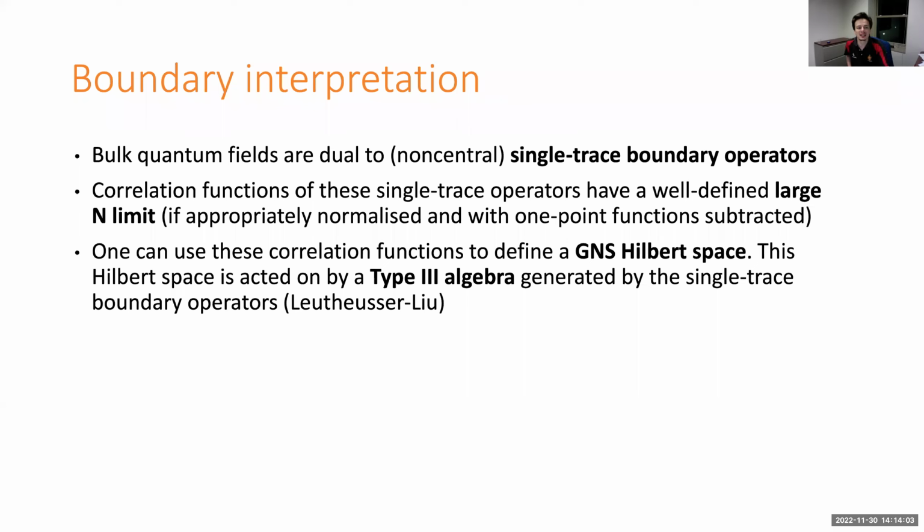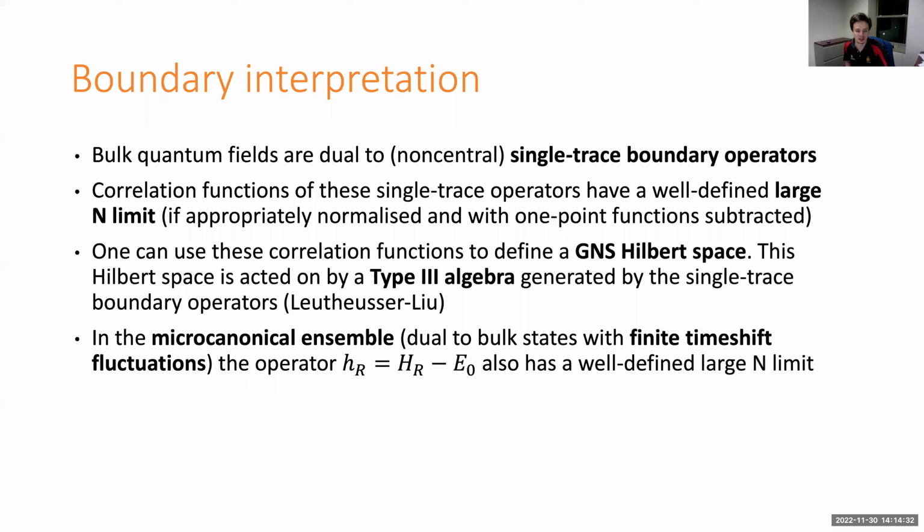And that means you can basically just take the data of the large N limit of the correlation functions and use that to define a GNS Hilbert space, basically starting from the thermal expectation values. I'm not going to go through the details of how this works, but it gives you some sort of large N Hilbert space that describes states formed by acting with products of single trace operators. And this Hilbert space is acted on by a type 3 algebra generated by the single trace operators.